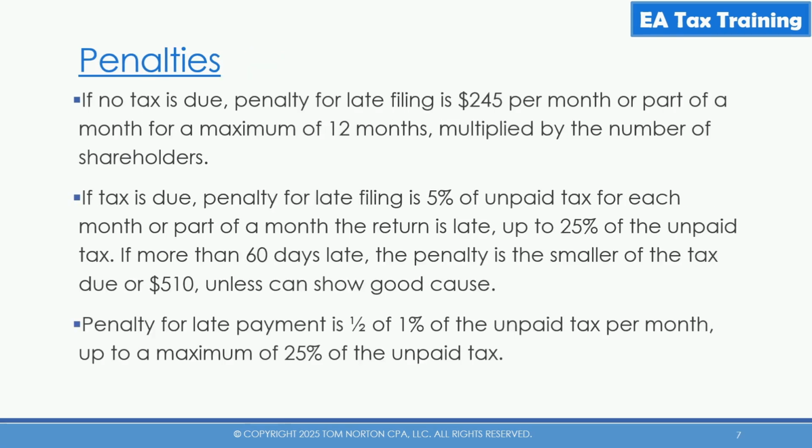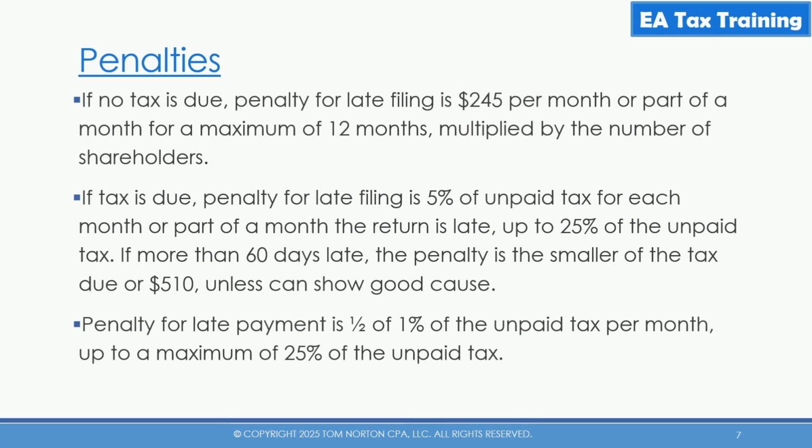The penalties for the S corp, like a partnership, as long as no tax is due, the penalty is $245 per month or part of a month per shareholder for up to 12 months. If there is tax due, the penalty is 5% of the unpaid tax for each month or part of a month, up to 25% of the unpaid tax. If it is more than 60 days late, like with the C corporation, the penalty is the smaller of the tax due, or $510, unless you can show good cause for why that return was not filed on time.